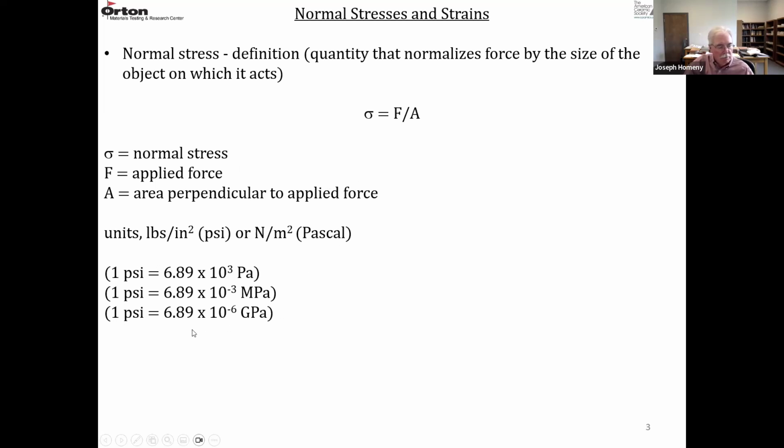And I put some conversion factors here. 1 psi equals 6.89 times 10 to the 3 pascals, or 6.89 times 10 to the minus 3 would be megapascals, or 6.89 times 10 to the minus 6 would be gigapascals. So you'll see stresses in terms of psi, pascals, megapascals, and gigapascals.